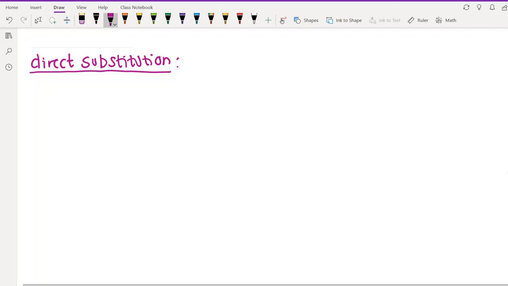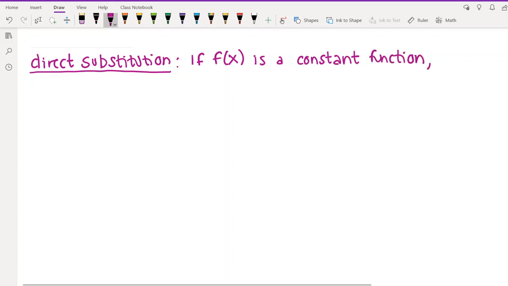So what types of situations can you just plug the number in? Basically, if f of x is a nice function, and so I'm going to list out a whole bunch of different types of functions. It's basically all the different types of functions that you would have been exposed to at this point from pre-calculus. So if f of x is a constant function, so a constant function is just a number, right? Like f of x is equal to 5 or something like that.